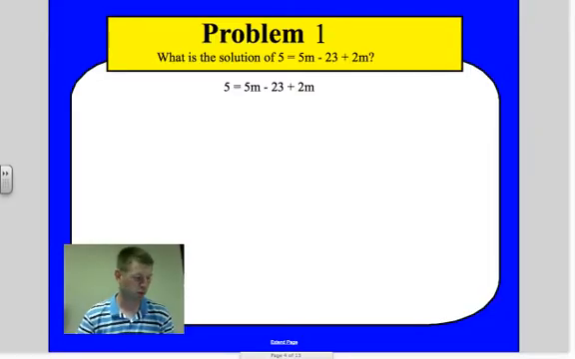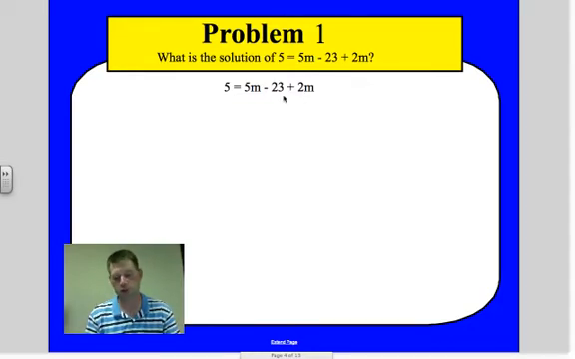Okay, and we look at problem number 1 here, and we have: what is the solution of 5 equals 5m minus 23 plus 2m? Okay, so we actually get a lot of stuff going on here. And we talked about this before. We have something called like terms. So here's our like terms, m and m. So we need to combine those first.